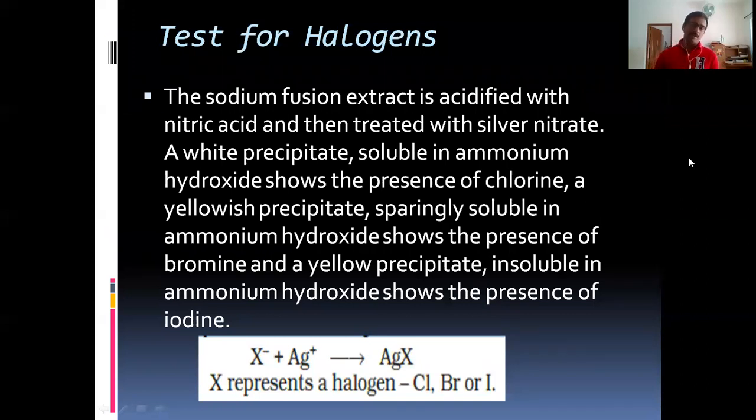Okay, now the test for halogens. In order to test the presence of halogens, the sodium fusion extract is treated with dilute HNO3 and silver nitrate solution is added. If you get a white precipitate which is insoluble in ammonium hydroxide, it indicates the presence of chlorine. A pale yellow precipitate partially soluble in ammonium hydroxide indicates the presence of bromine. A yellow precipitate insoluble in ammonium hydroxide indicates the presence of iodine. Here, what is the reaction? The halide, chloride, bromide or iodide, will react with Ag+ in AgNO3 to form silver halide, like silver chloride, silver bromide or silver iodide.